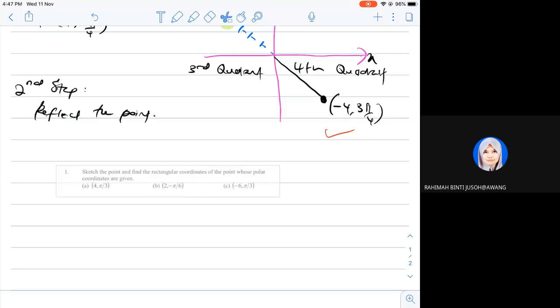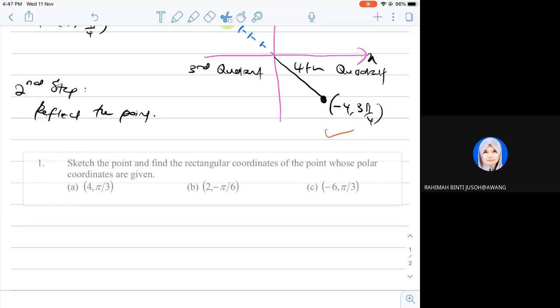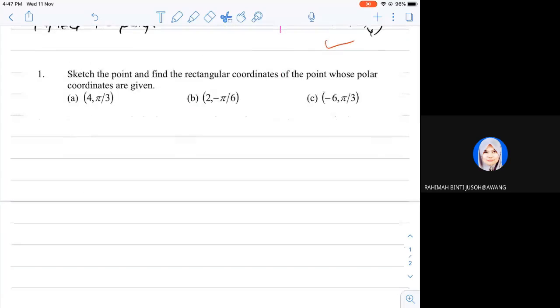Now, let's take a look at this question, exercise 1.5. Question number 1A will be simple. Pi over 3 is located in which quadrant? First quadrant, right? Yes, in the first quadrant, so no issue. We have X and Y. Pi over 3 should be here, 1, 2, 3, 4. This is 4, pi over 3.